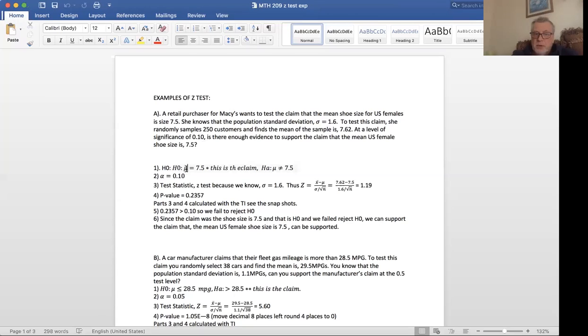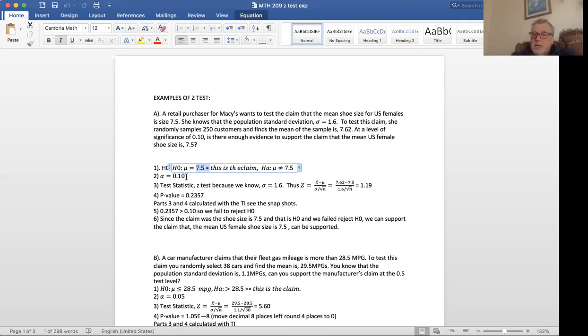So for the mean, we use the population mean symbol, which is this mu symbol, and it equals 7.5. That's the H0. Now I asterisked it because that's the claim. And when I write up my final answer, I'm going to have to either support or not support the claim. I may reject or fail to reject H0. H0 is not necessarily the claim, but I will have to support or not support the claim. Okay, then HA is exactly the opposite of H0. So that says mu does not equal 7.5.